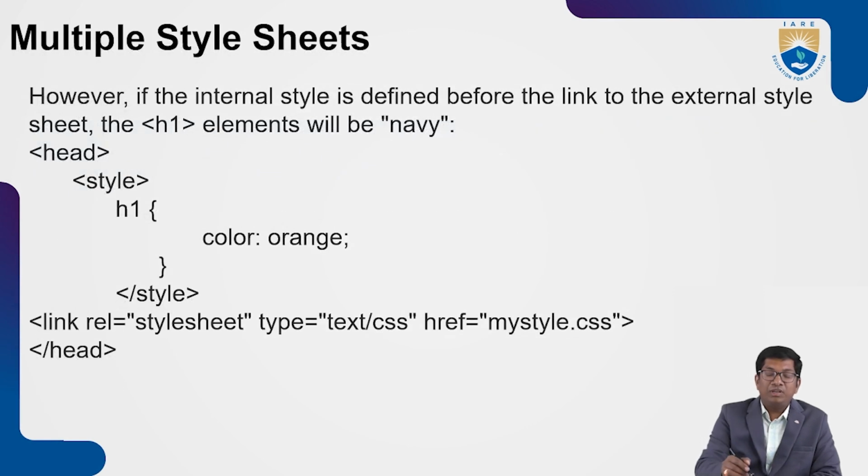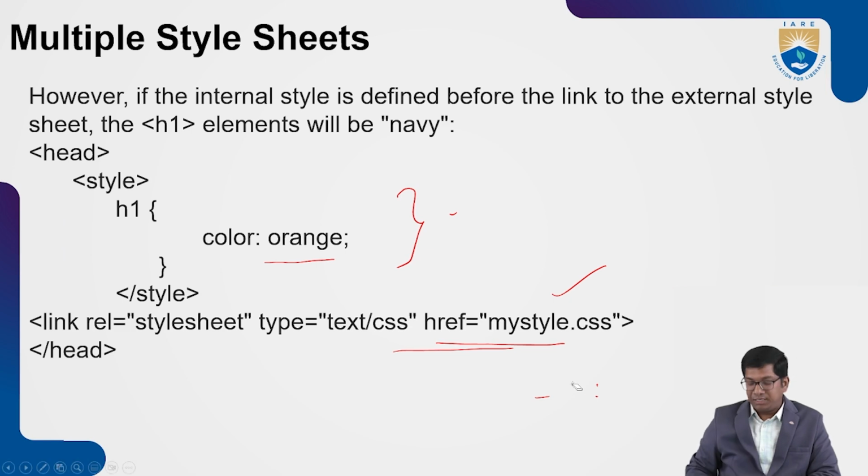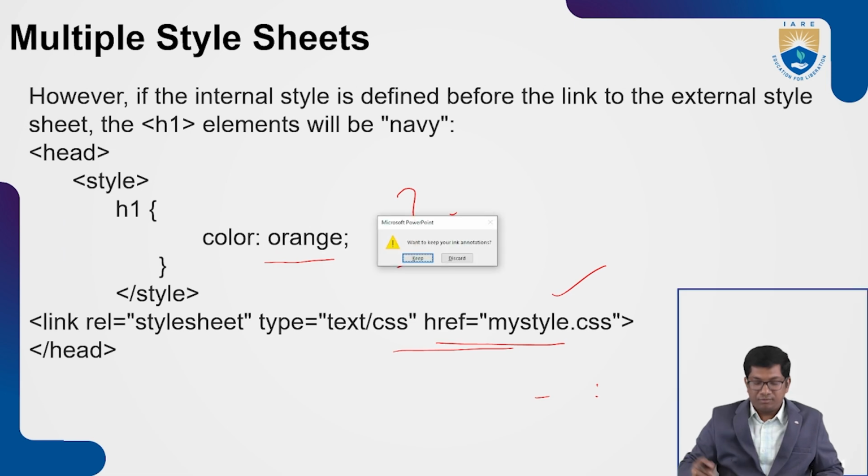Right? Suppose you give the internal style sheet first, then the external style sheet. Whatever properties you have for the H1 element in the external style sheet will replace it. So first it will apply color orange, then whatever you have written for the H1 element, if the style is color red, that will replace it. Okay, so that is the multiple style sheets. So we'll see a simple example for ID and class.